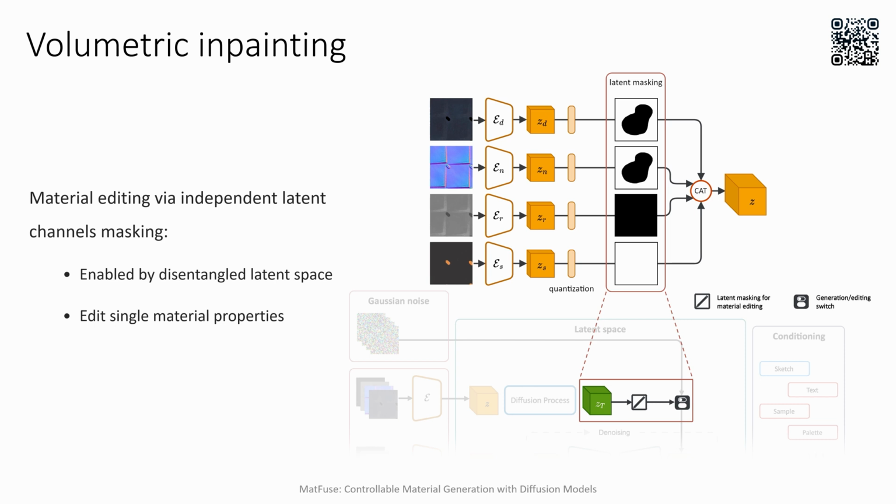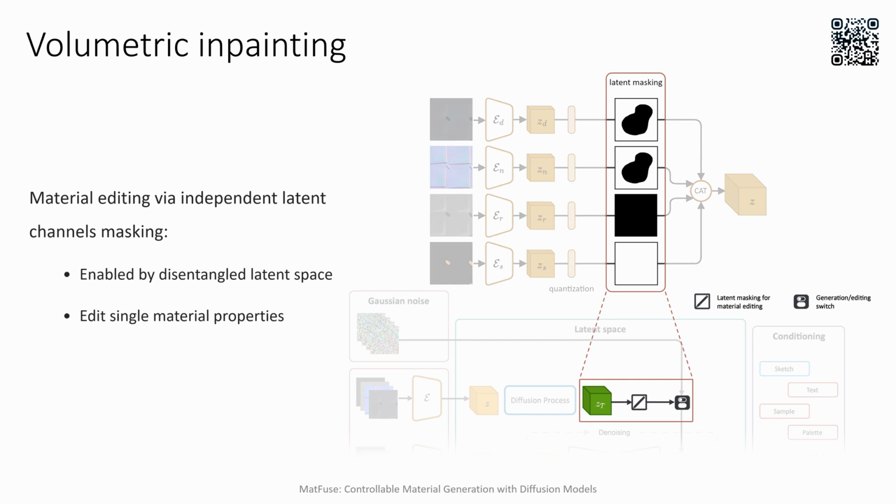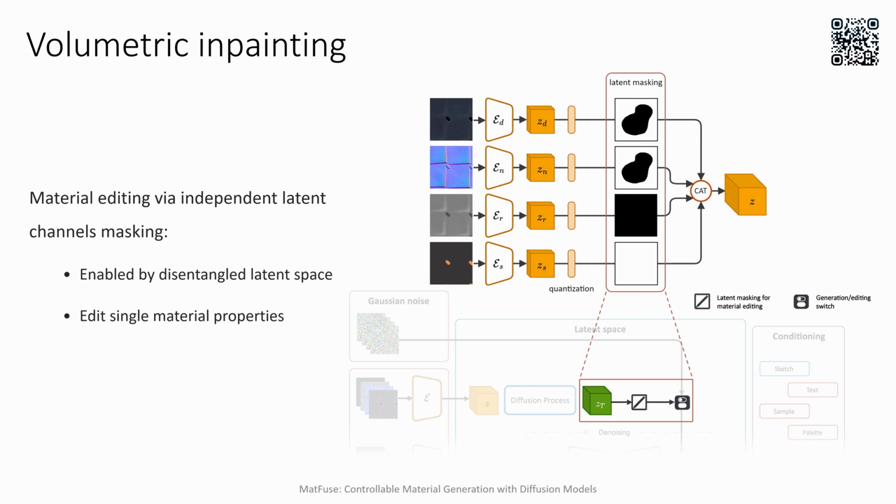We can then manipulate specific parts of the material directly in the latent space, knowing which material property each channel encodes. By masking portions or channels corresponding to a specific map, we can force the model to generate only that particular property while keeping the rest of the material unaltered. In combination with traditional in-painting, it is possible to generate only specific areas of the material for all maps or for a reduced set only.